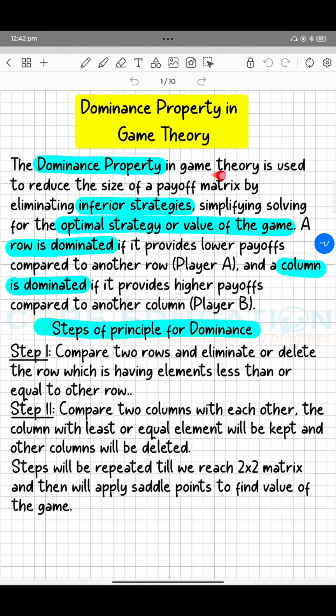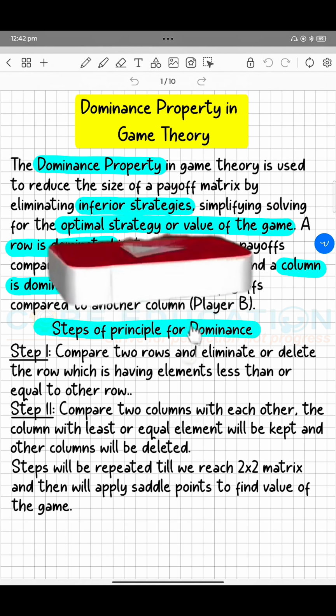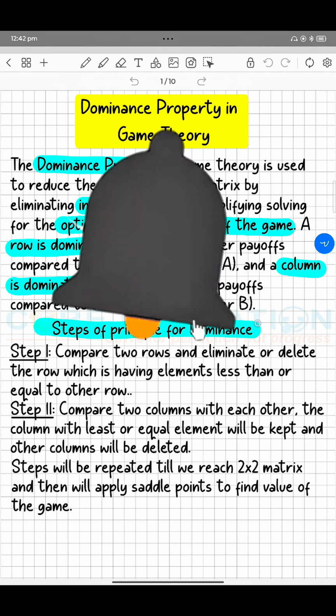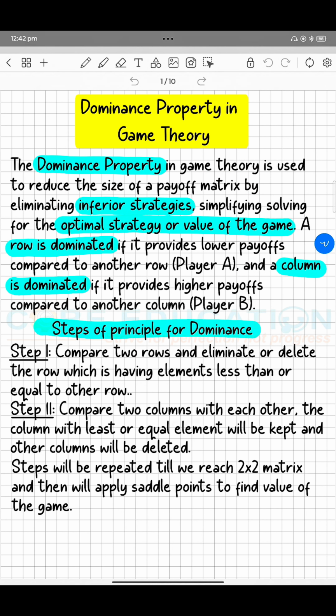The dominance property in game theory is used to reduce the size of a payoff matrix by eliminating inferior strategies. The objective of the dominance property is to solve for the optimal strategy or the value of the game. A row is dominated if it provides a lower payoff compared to another row, and a column is dominated if it provides a higher payoff compared to another column. Based on these objectives, we're going to solve an example for a game theory using the dominance property.